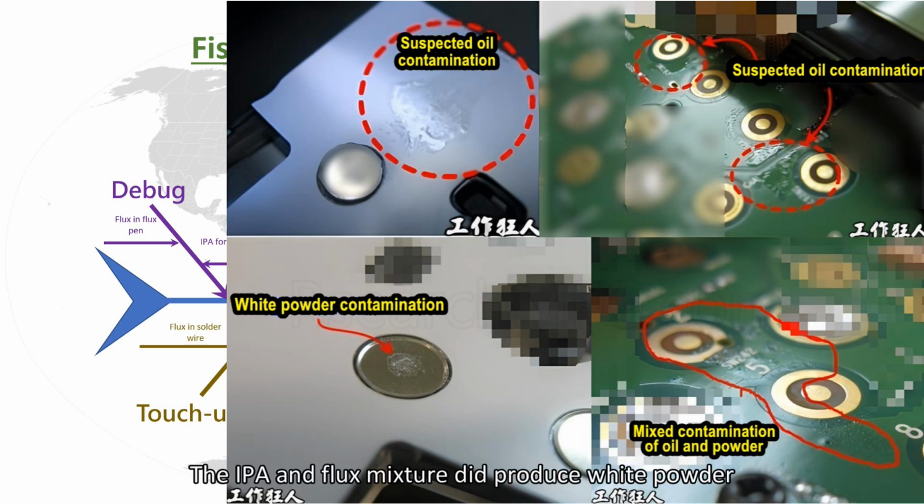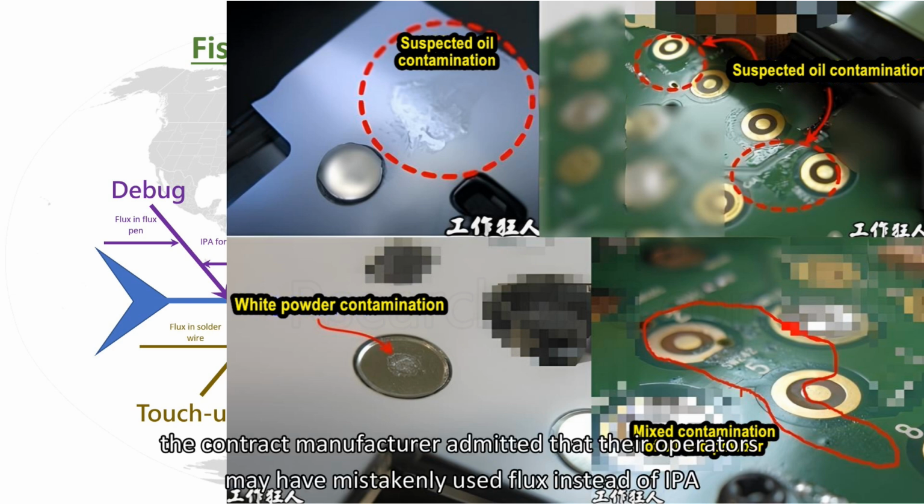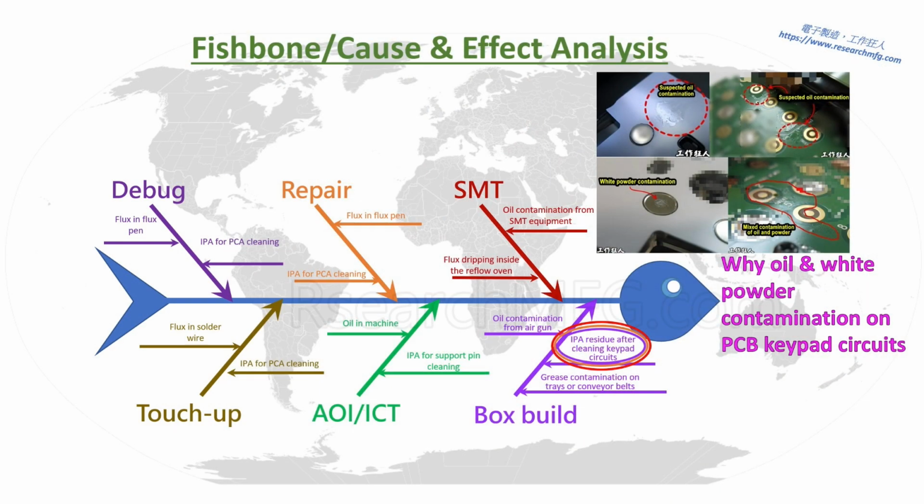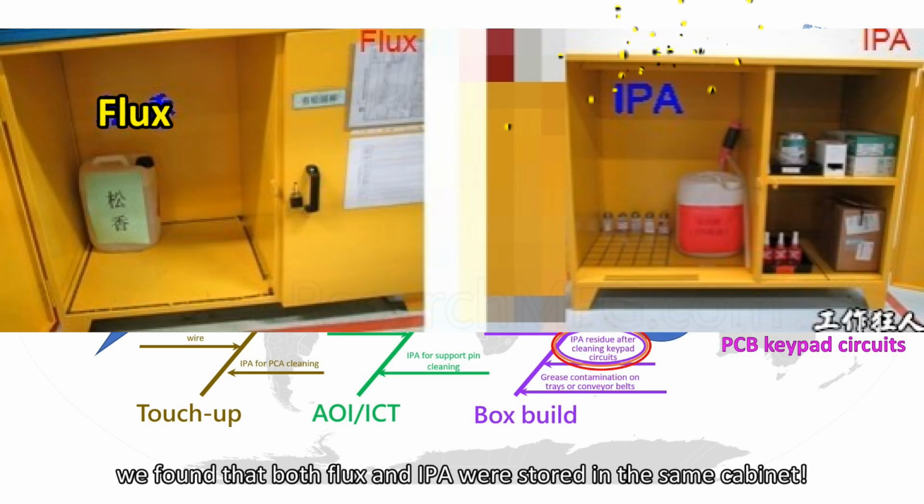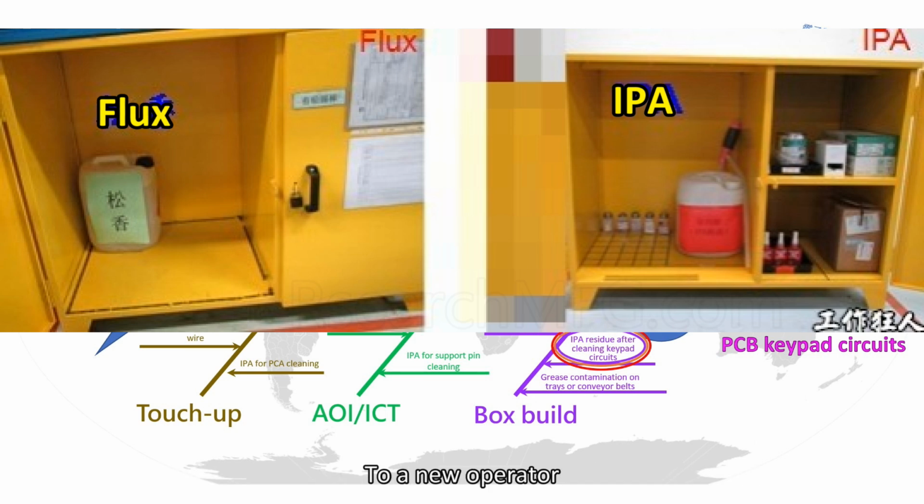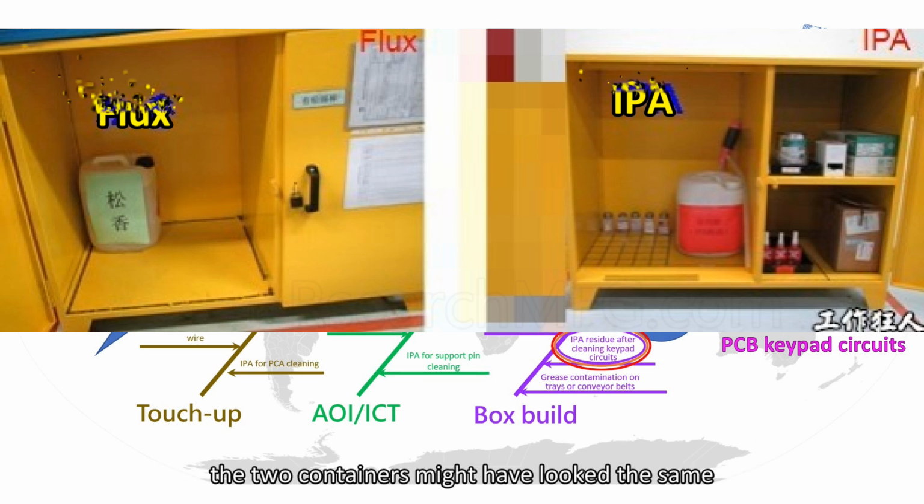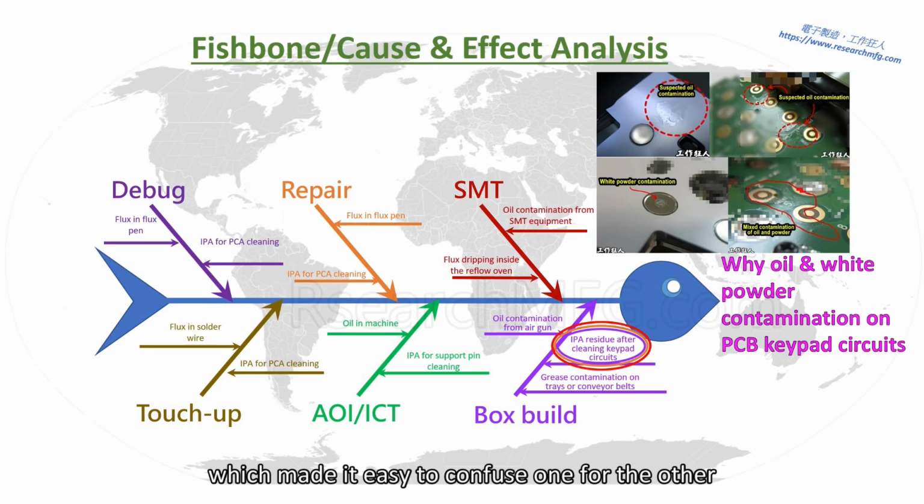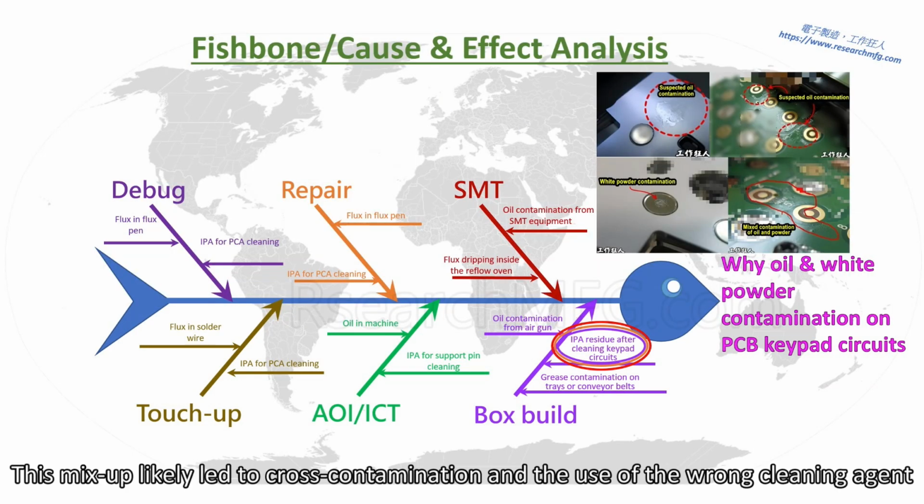The IPA and flux mixture did produce white powder, but didn't recreate the oily appearance. So the likely culprit was a flux-heavy mixture of IPA and flux. Eventually, the contract manufacturer admitted that their operators may have mistakenly used flux instead of IPA. And during our on-site audit, we found that both flux and IPA were stored in the same cabinet. To a new operator, the 2 containers might have looked the same, which made it easy to confuse one for the other. This mix-up likely led to cross-contamination and the use of the wrong cleaning agent.